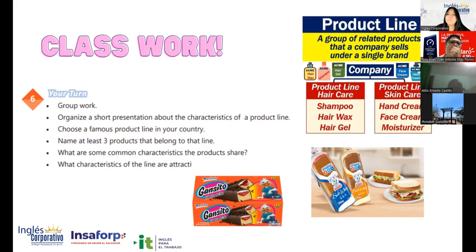Any other example that you may have? Sure. Avon could be. Yes. They have shampoo. They have hair care, skin care. They also have clothing, right? Clothing as well. They have kitchen items as well. They have a lot of things, right? Another brand.